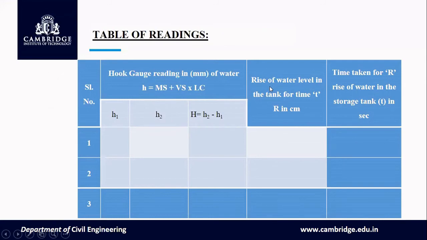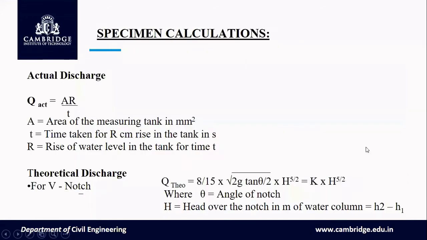Then R in centimeters, that is the rise of water level in the measuring tank. Then T in seconds, that is the time taken for the rise of water level in the measuring tank. That is what you'll want to note down, and you have to tabulate the readings here. Once the tabulation part is over, next is the calculation part.